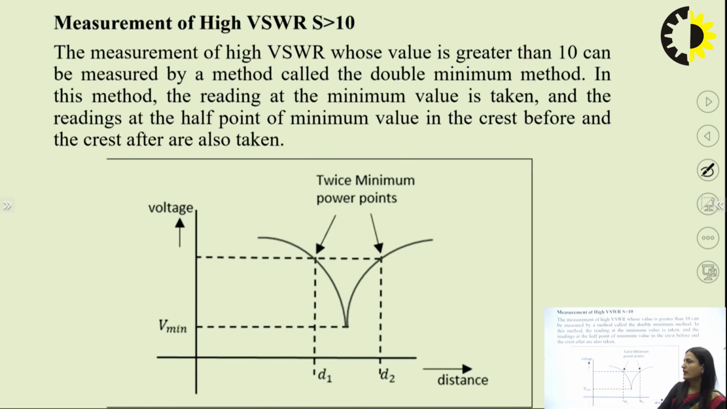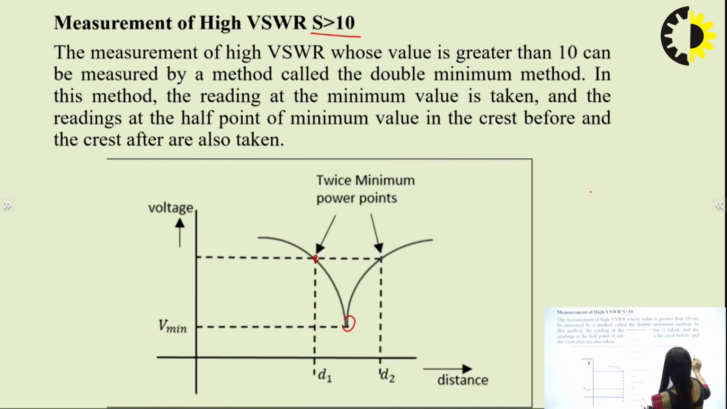Measurement of high VSWR, it means the value of VSWR is greater than 10. The measurement of high VSWR whose value is greater than 10 can be done by a method called the double minima method. In this method, the reading of minimum value is taken, and the readings at the half power points of the minimum, before and after, are also taken. It means if this is the minimum point, we will take one reading in this direction, another reading in this direction, and this is, we can say, 3 dB down. So, we are taking two readings here. So, this is your D1 and D2, this is V minimum.